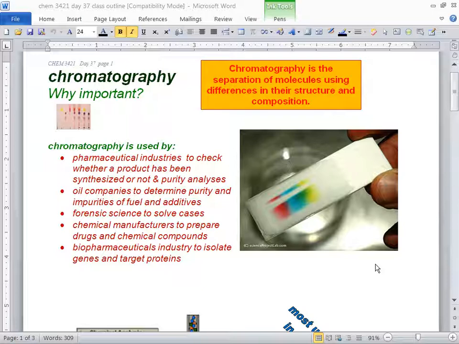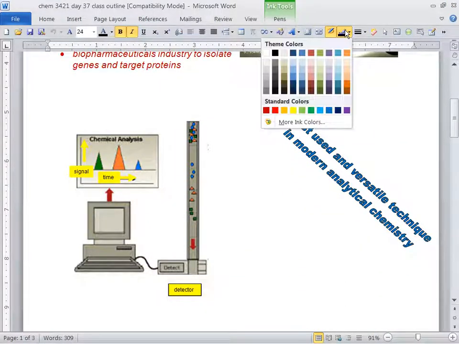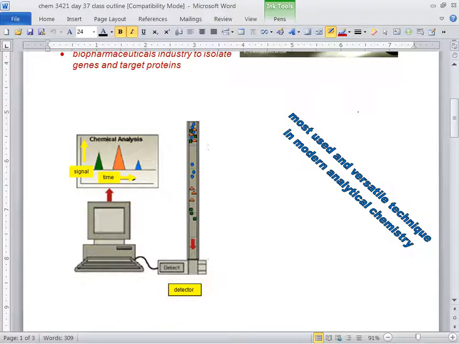Or what if you made something? I mean, is it pure? There are so many different applications for chromatography. And that's pretty much why I don't think the statement is overstated at all, that it's the most used and versatile technique in analytical chemistry.